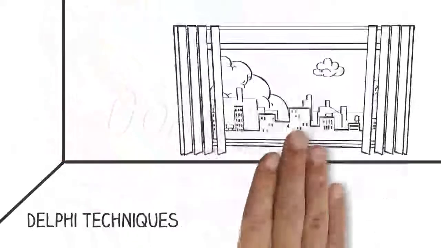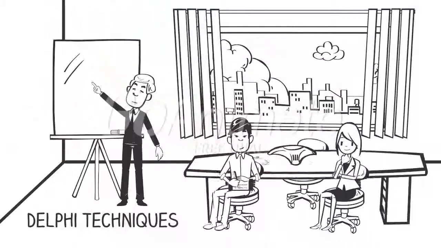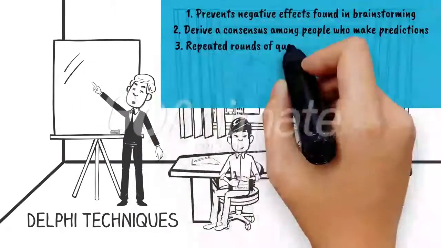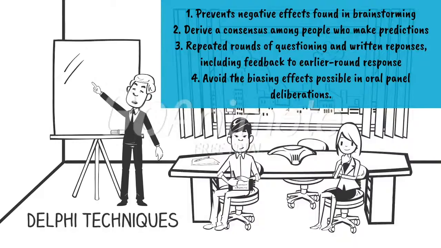Delphi Technique helps prevent some of the negative group effects found in brainstorming. The basic concept of the Delphi Technique is to derive a consensus among a panel of experts who make predictions about future developments. It is a systematic, interactive forecasting procedure based on independent and anonymous input regarding future events. The Delphi Technique uses repeated rounds of questioning and written responses, including feedback to earlier round responses, to take advantage of group input, while avoiding the biasing effects possible in oral panel deliberations. To use the Delphi Technique, you must select a panel of experts for the particular area in question.